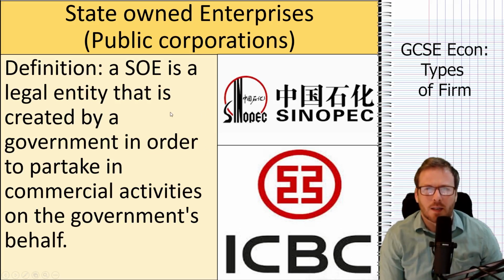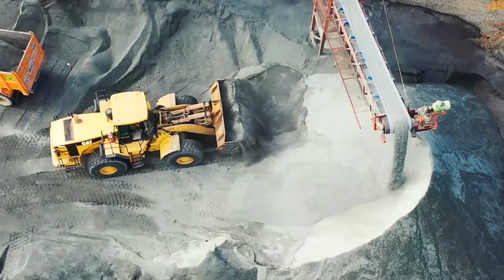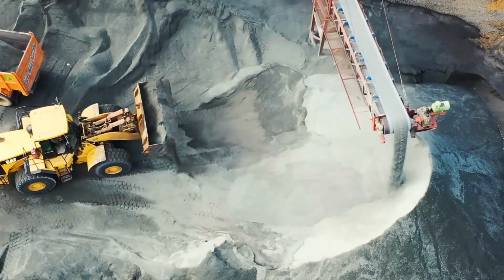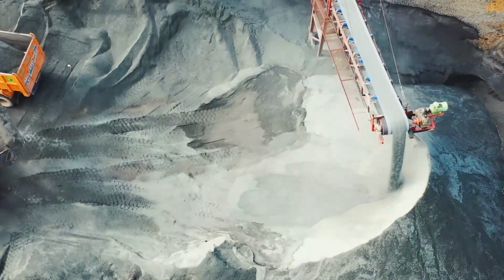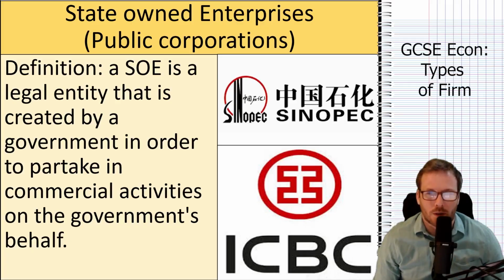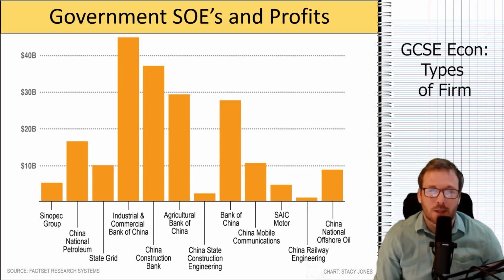These are generally large government businesses, and large governments really like to protect key industries in a country. Think about gas, think about oil, think about electricity, think about internet infrastructure, think about water. Governments love to protect the key industries in any country. So, quick question, can you think of any of the key SOEs in your country? These are some of the key SOEs in China.